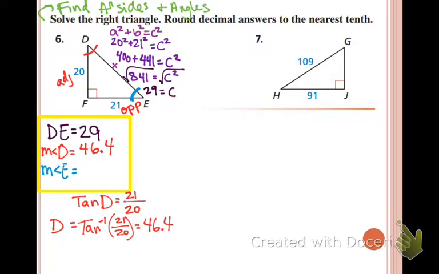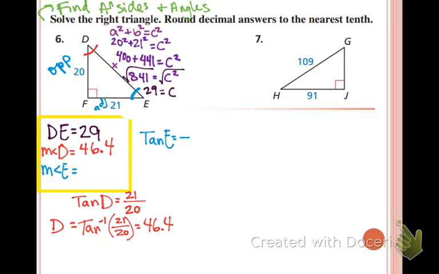So starting from angle E, what kind of side is 20? Opposite. It's now my opposite. And what kind of side is 21? Adjacent. So which trig ratio are we going to use? Tangent from angle E.